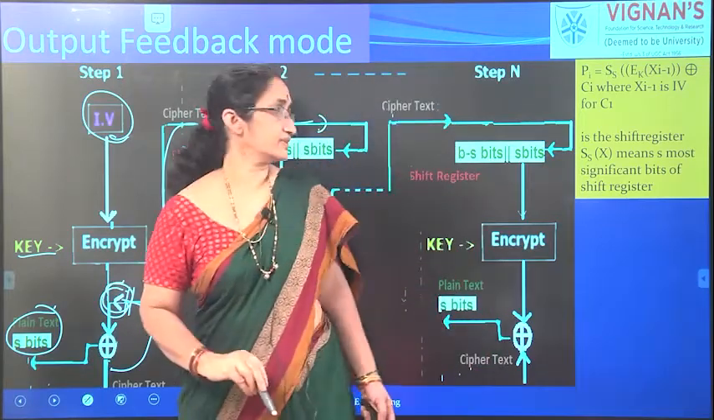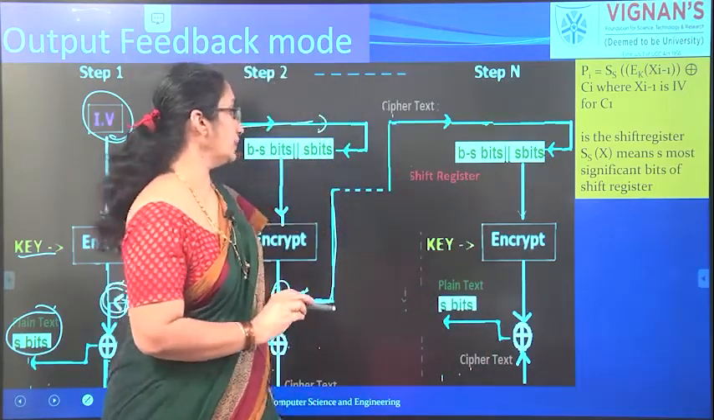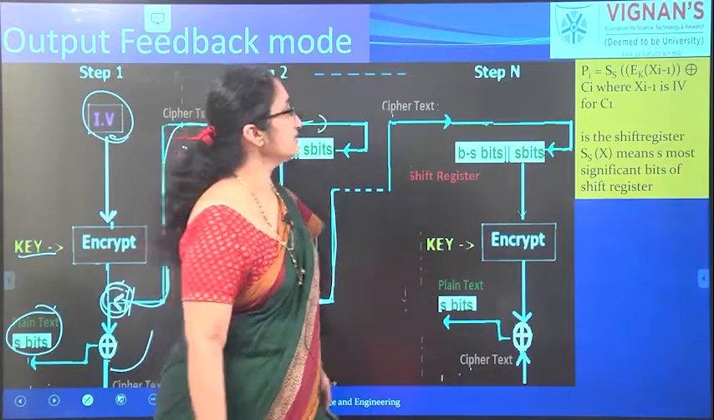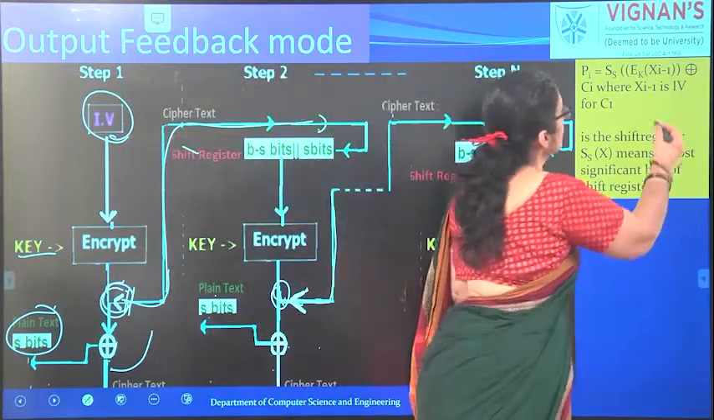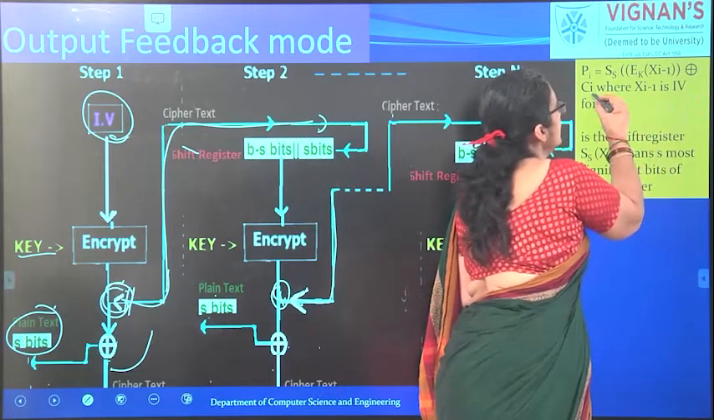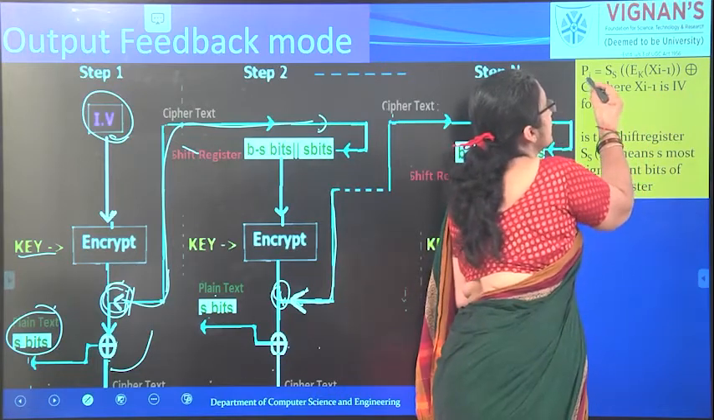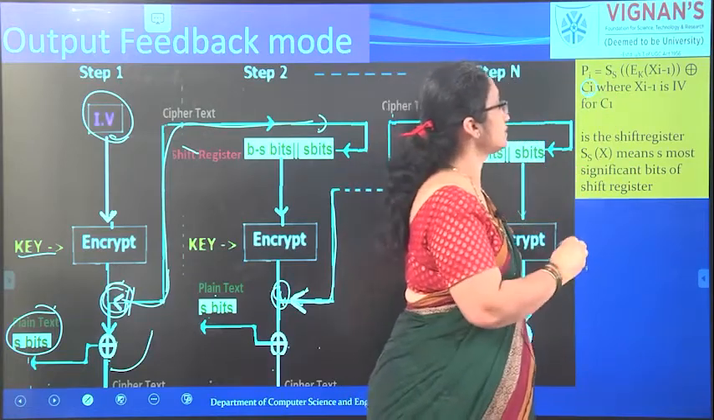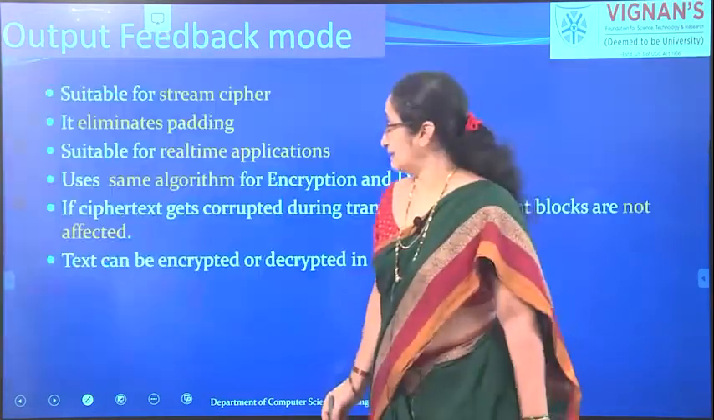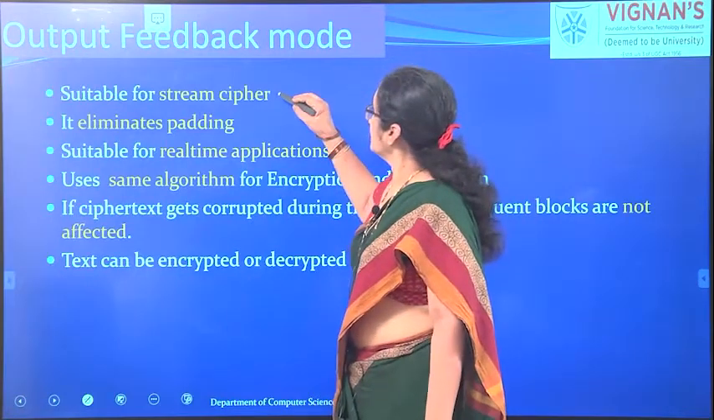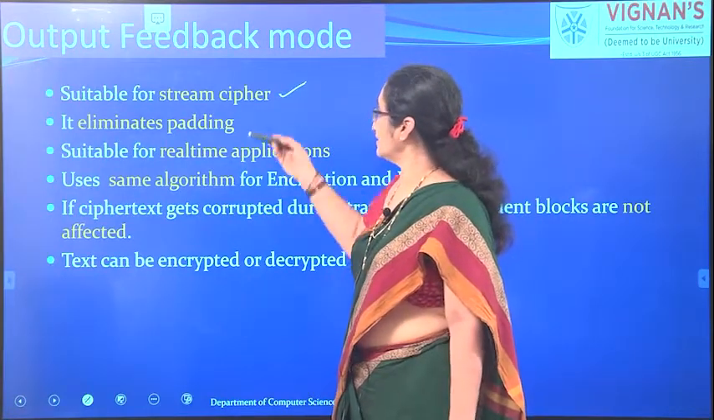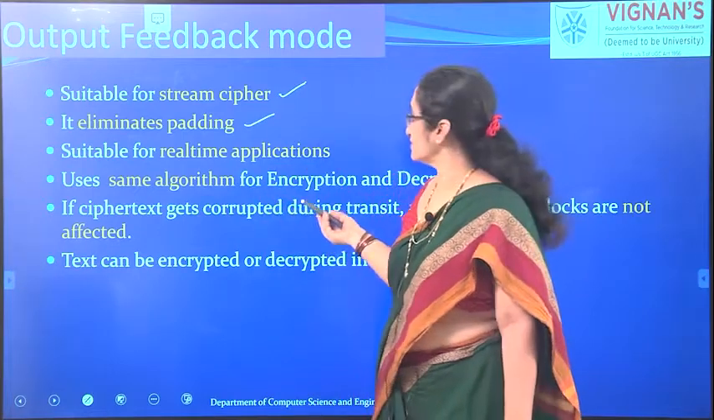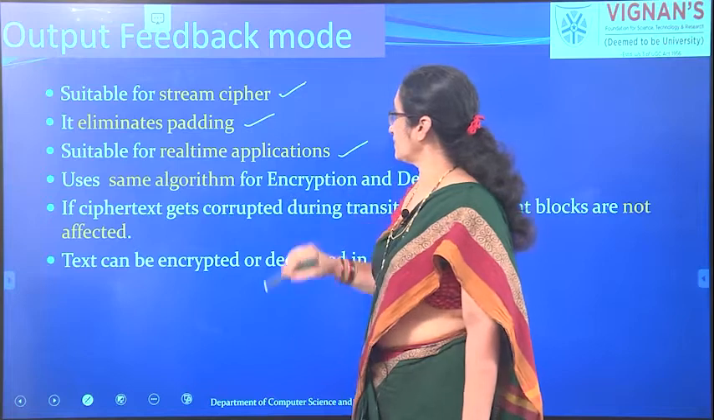So, it is just a reverse process, and here also you will not be using the decryption algorithm. So, the notation, the things are same, but here because you have to get the plain text, you are XORing it with the ciphertext. To get the ciphertext, you have to XOR it with the plain text, and this one is suitable for stream cipher, and here you do not need padding because you will be generally taking it character wise, and it is suitable for real time application.